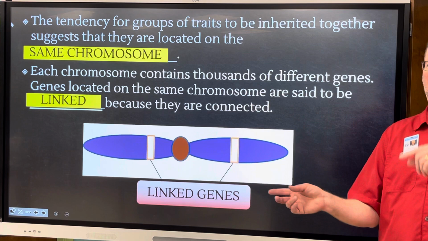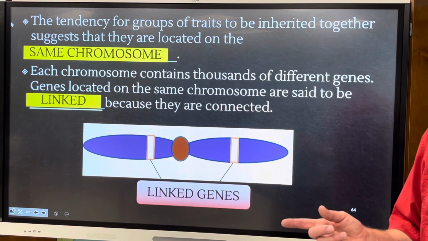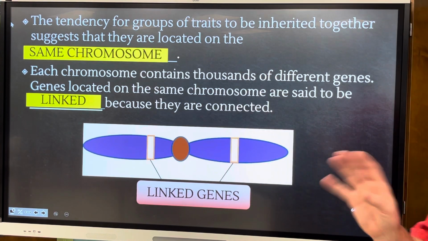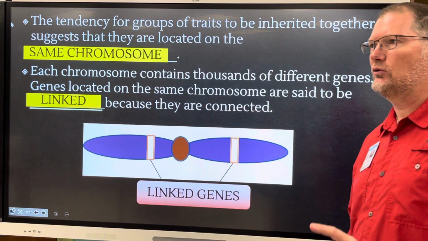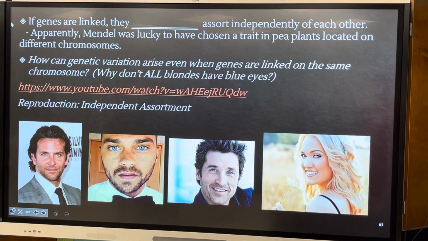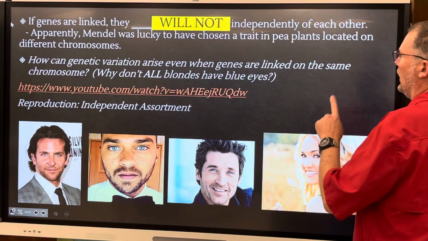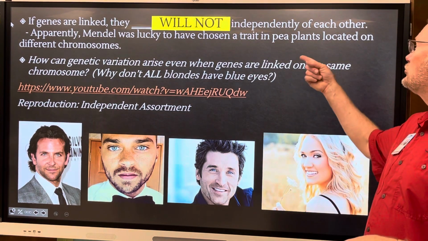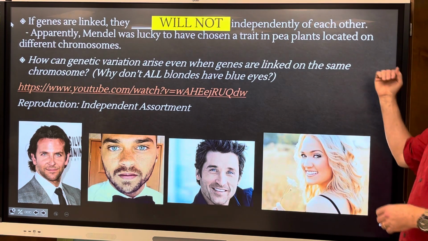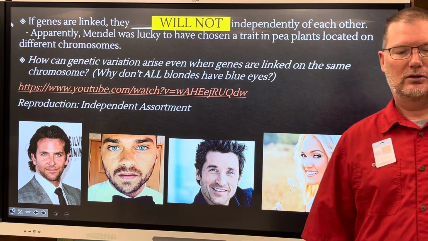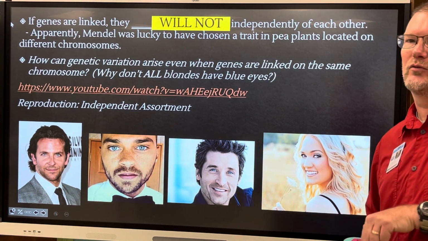Don't confuse this with what's coming up next time, something called sex-linked, but it's sort of like that. You'll see in a minute. Those are genes linked to the sex chromosomes, X and Y. So if genes are linked, they will not assort independently of each other. So apparently Mendel was lucky to have chosen a trait in pea plants that actually does this because it's located on different chromosomes. Had he chosen some other trait that was located on the same chromosome, he wouldn't have gotten the results he got, right?